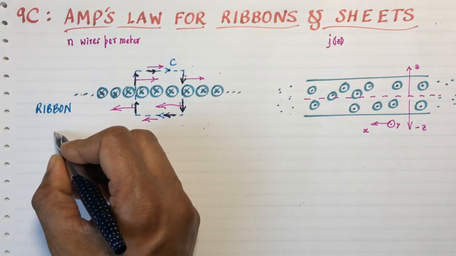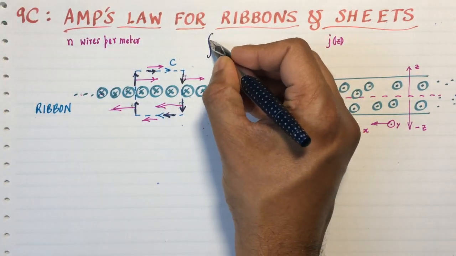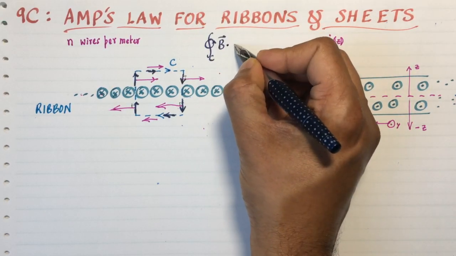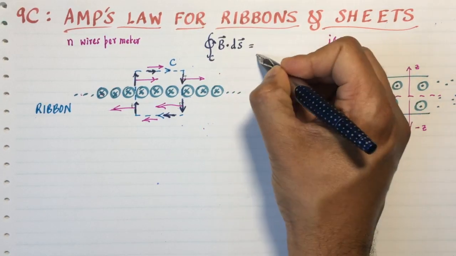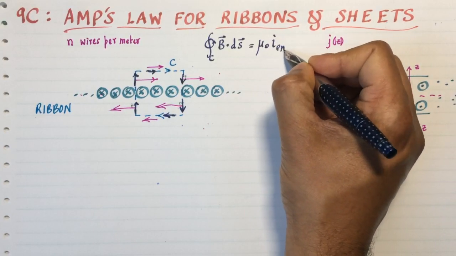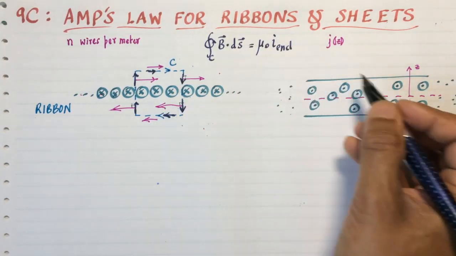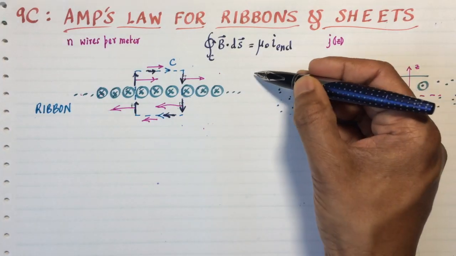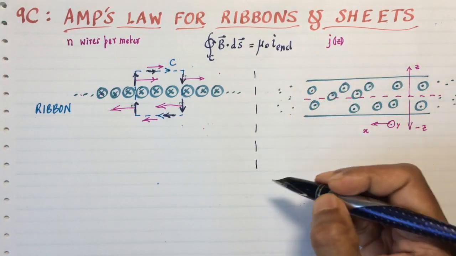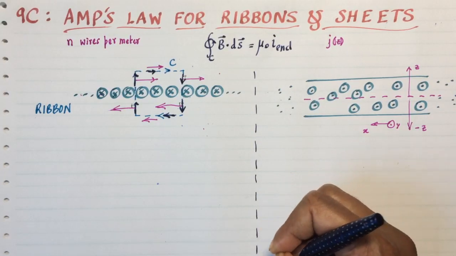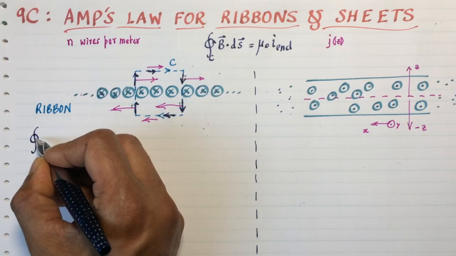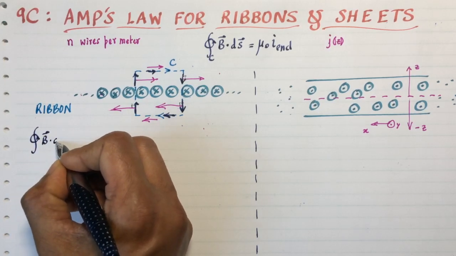So the left hand side of Ampere's law, let's first of all write what it is. Ampere's law tells us that the integral of the magnetic field dot ds is mu naught times I enclosed. We're going to apply that to this and then to that. Let's work on the ribbon first. The left hand side of Ampere's law here gives us several terms.